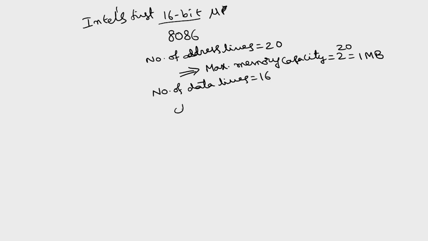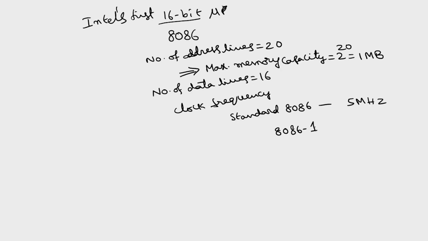And the clock frequency is here, the speed of 8086 compared with 8085. Clock frequency, we have 3 versions. The standard 8086 operates at 5 megahertz clock, whereas the version 8086-1 operates at 8 megahertz clock and the version 8086-2 operates at 10 megahertz clock. So, in this way 8086 is more popular than 8085, which is an 8-bit microprocessor.